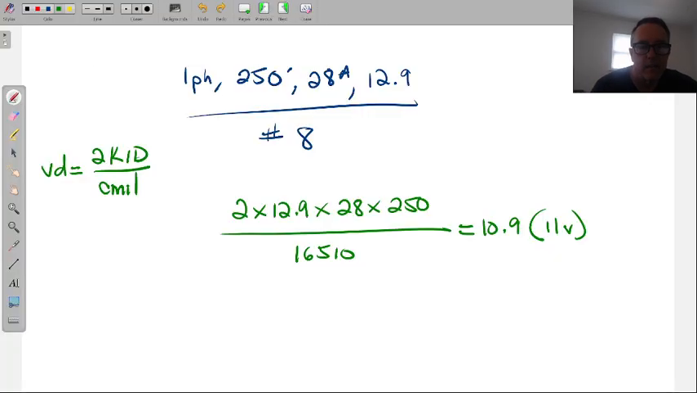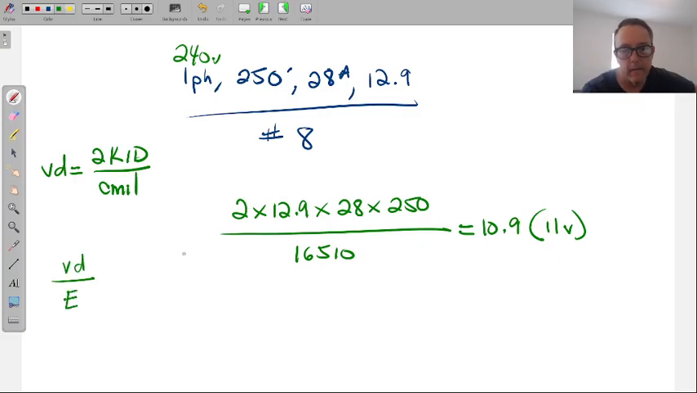Going back over to question 2. Question 2, and this is why we had the 240, the single phase 240, like a water heater or something like that. A phase, B phase, single phase. So now the easiest thing is, and I'll write it here as a formula because we don't have it here, voltage drop divided by E. So we just simply put 240 here. And this is how we solve question 2.